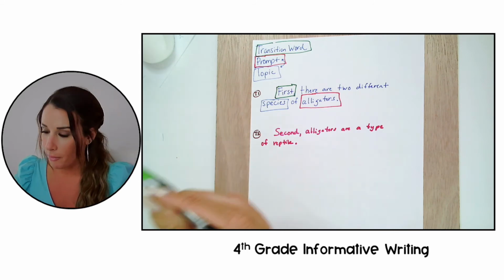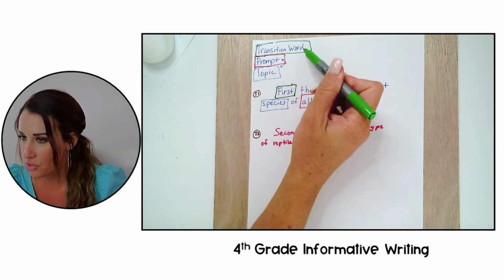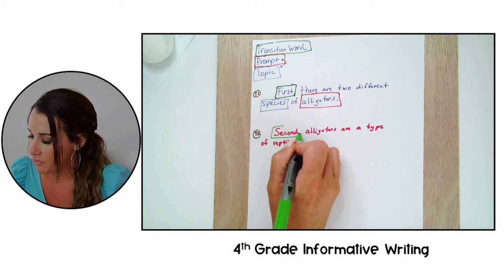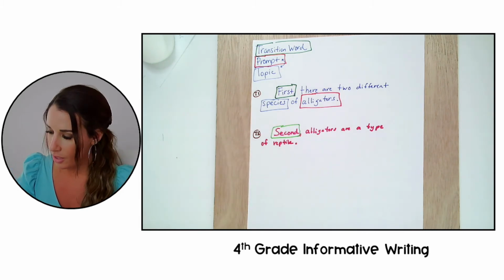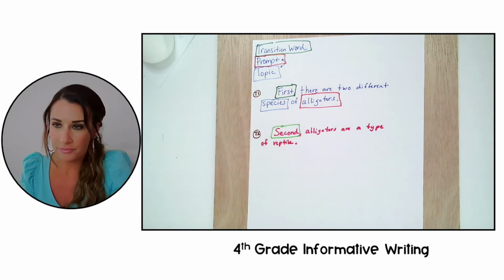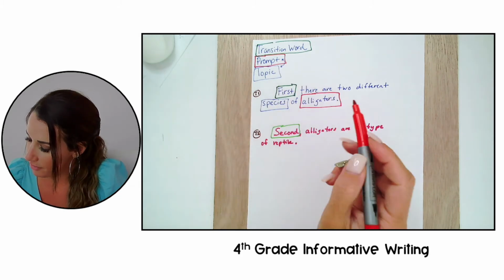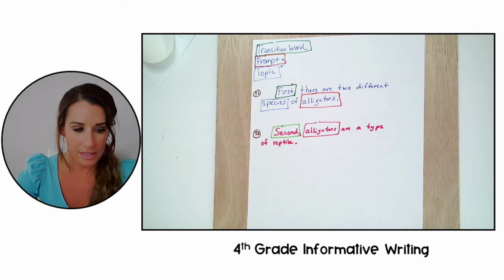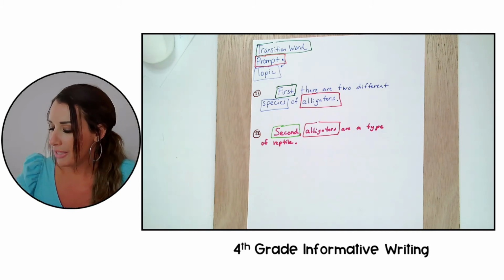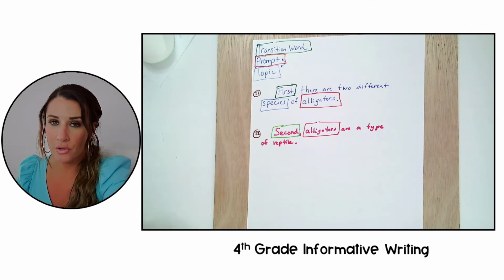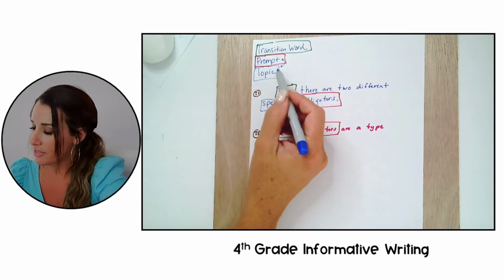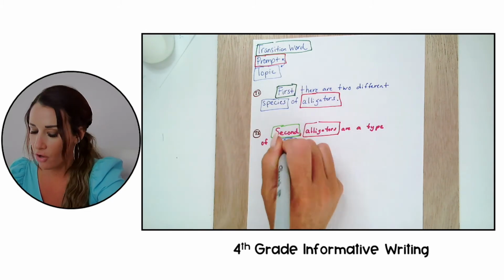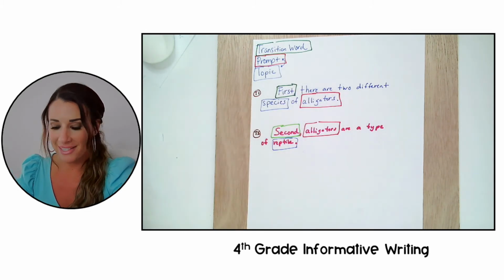So I'm going to use the color coding up here. My transition word is in green. That's my transition word. My prompt is in red, which is alligators. And my topic is in blue. And my topic, remember, for T2 is that they're a type of reptile. So my topic in blue is reptile. So I have all the parts of a topic sentence.